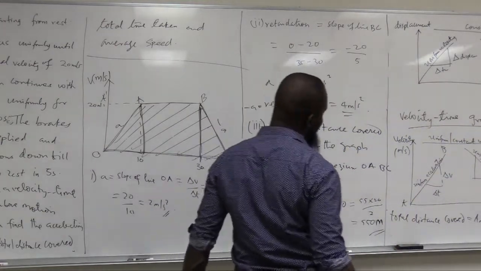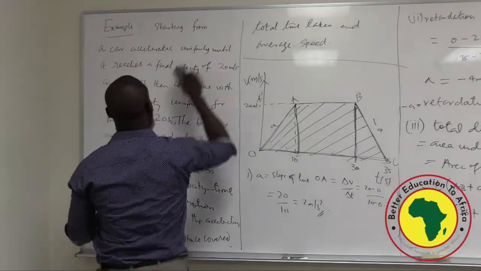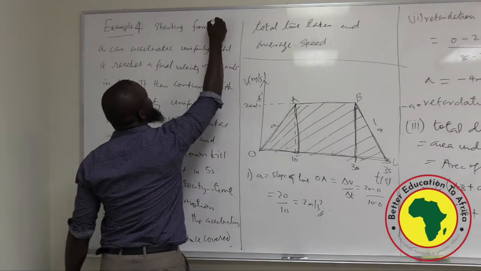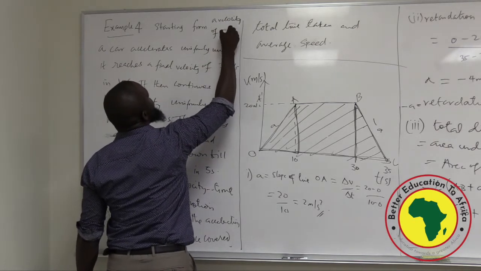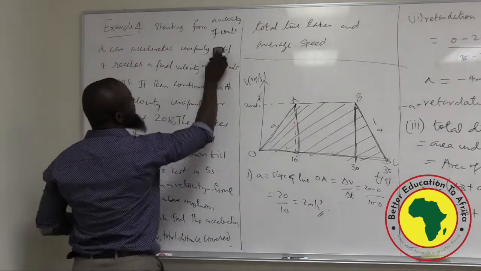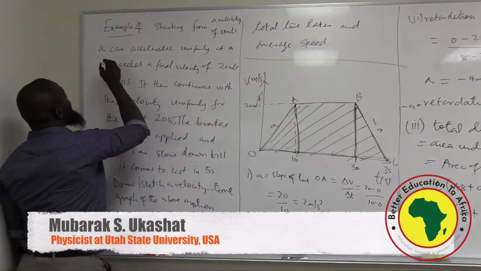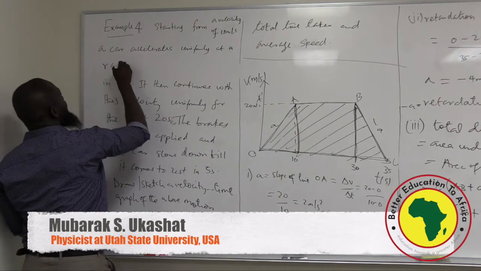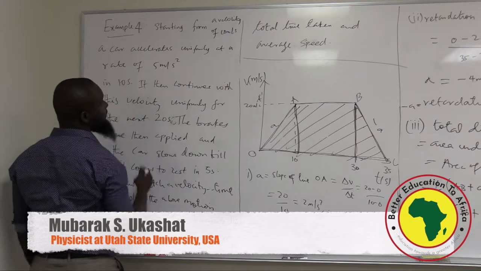I want to give another example. Now, I'm going to do another example. Just simple modifications. I call it example 4. Starting from a velocity of 10 meters per second, a car accelerates uniformly at a rate of 5 meters per second squared. Okay?